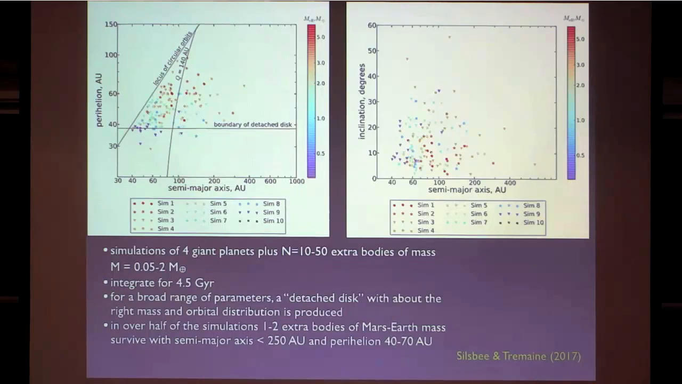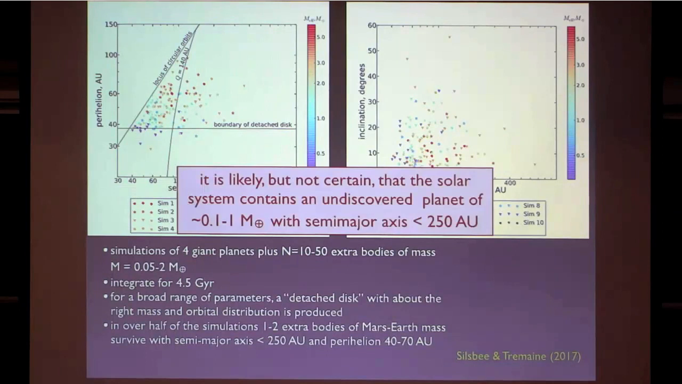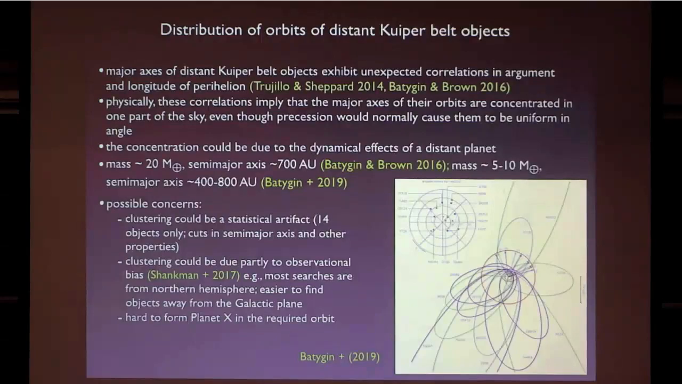But in addition, in about half the simulations, one or two of the most massive bodies with masses between Mars and Earth survive in the detached disk as well. So we conclude that it's likely, but far from certain, that the solar system does have an extra planet with a mass somewhat less than an Earth mass and a semi-major axis of a couple of hundred astronomical units. Now, I have to stress that this is not the Planet X you've been hearing about in the media.